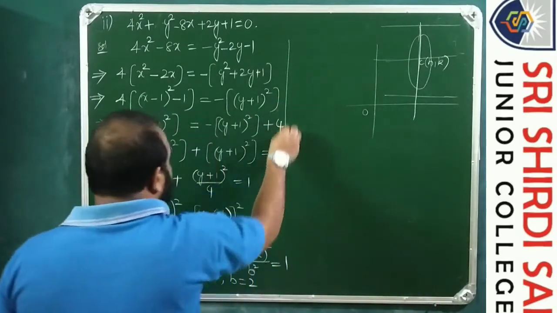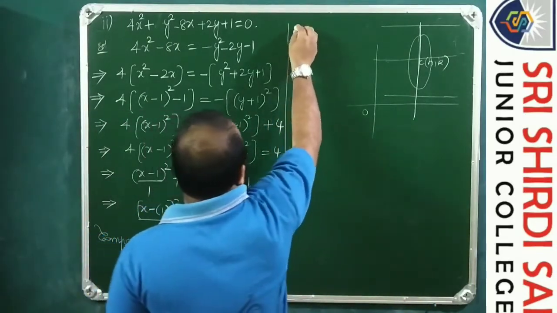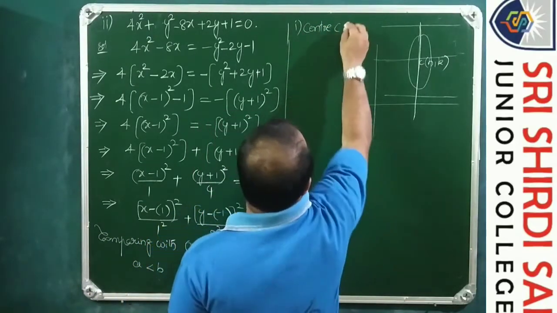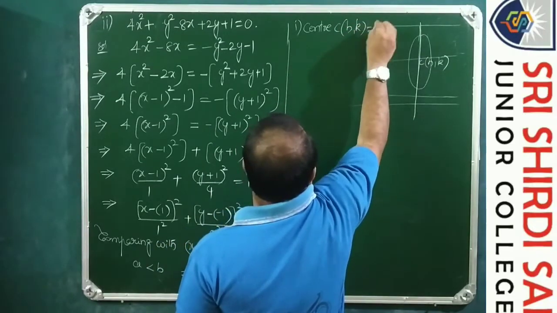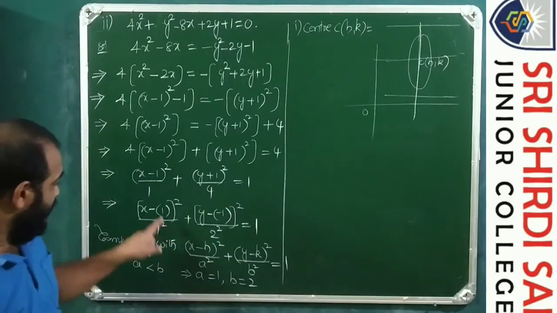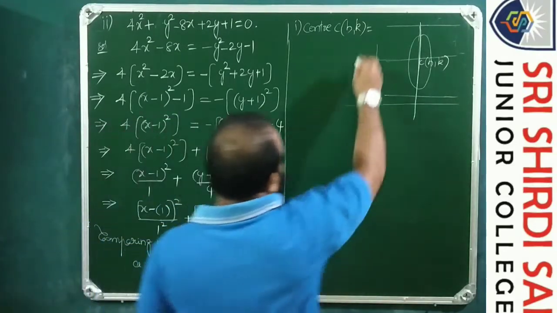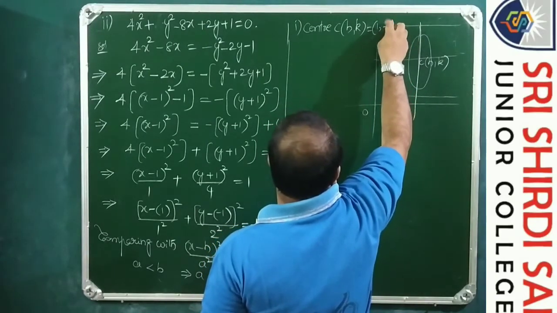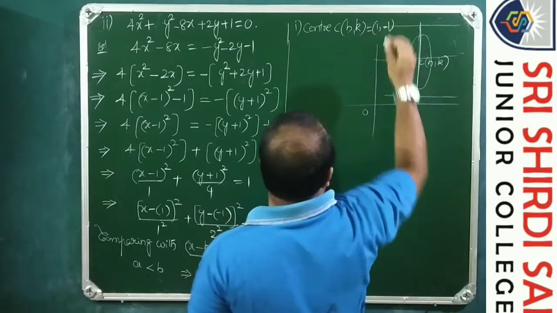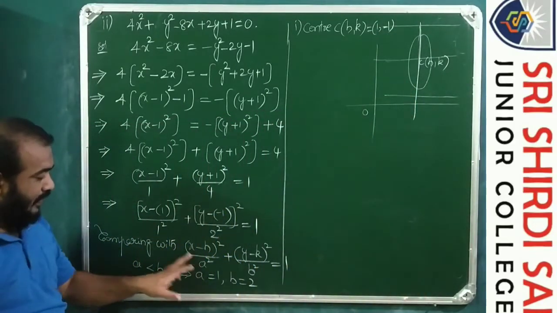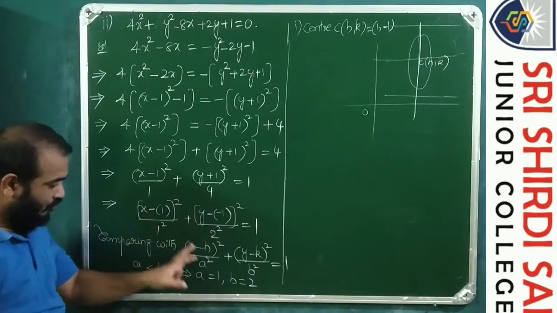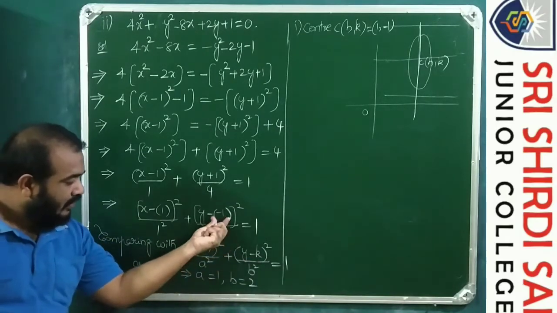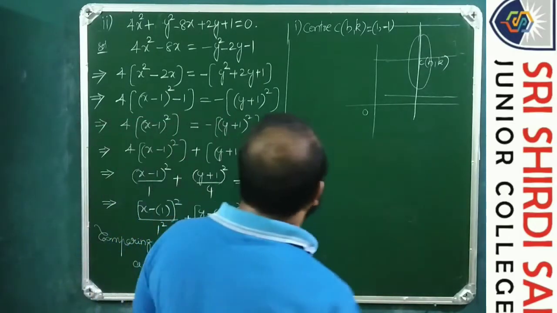So let us write all of them. So center C (h comma k) is simply 1 comma minus 1. Because this can be compared with x minus h, so minus same in the place of h, here minus same in the place of k in brackets minus 1. Therefore this is the center.